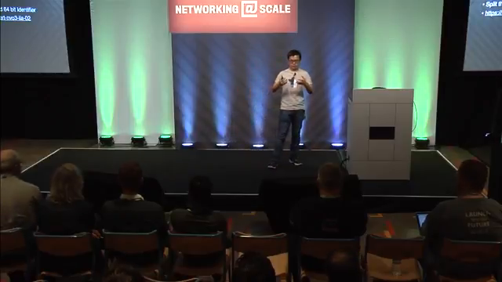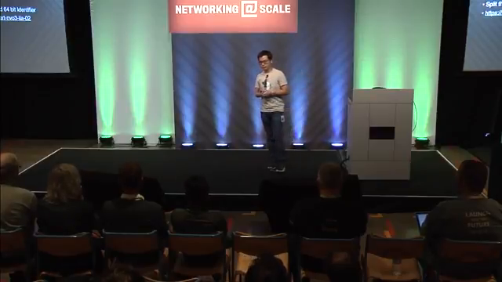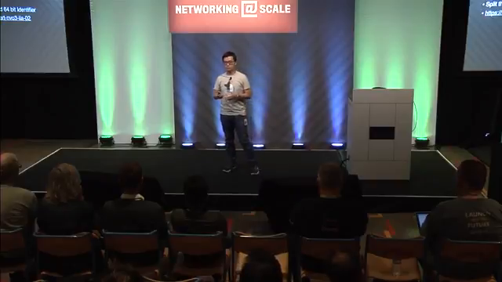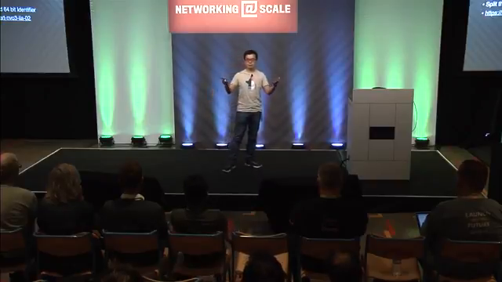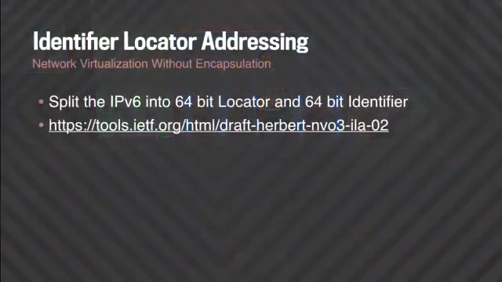So instead of giving a fake address or private IPv4 address to every VM you may run on your host, why don't we give a true IPv6 routable address to your VM? So we smartly split the address into a locator and an identifier. And Tom has written a very nice IETF document. You can go take a look at how he is proposing to use ILA to solve the virtual addressing issue without encapsulation.